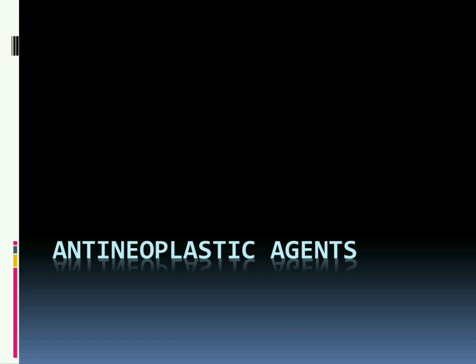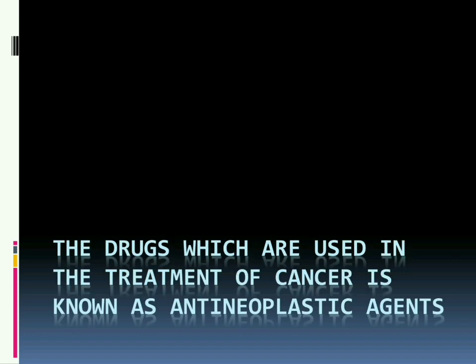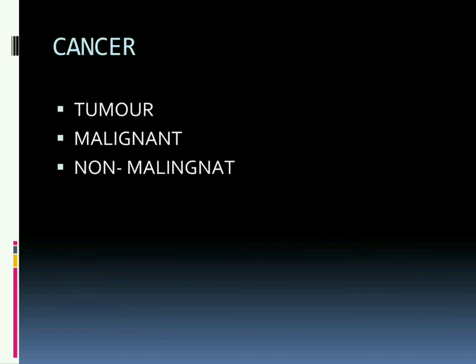Antineoplastic agents. The drugs which are used in the treatment of cancer are known as antineoplastic agents. Cancer is defined as unwanted multiplication of cells. Cancer is a disease which can affect any individual at any age, and it can develop in any organ of the body. Cancer is actually an abnormal development that changes normal cells into cancerous cells.